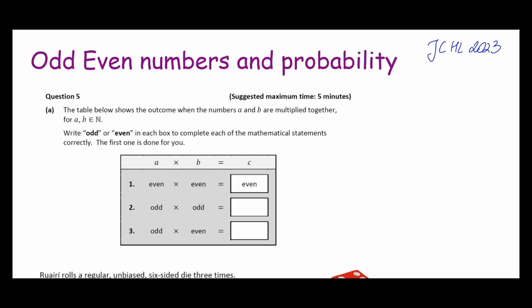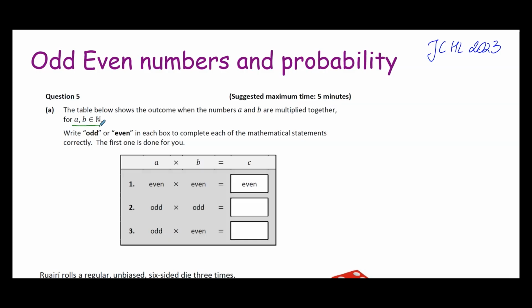In this question, we're going to look at the odd numbers, the even numbers, and as well probability. Let's see. The table below shows the outcome when the numbers a and b are multiplied together. And then they are telling us that a and b belong to N.